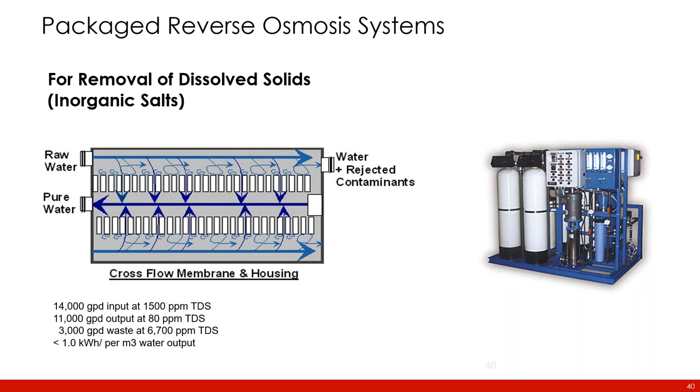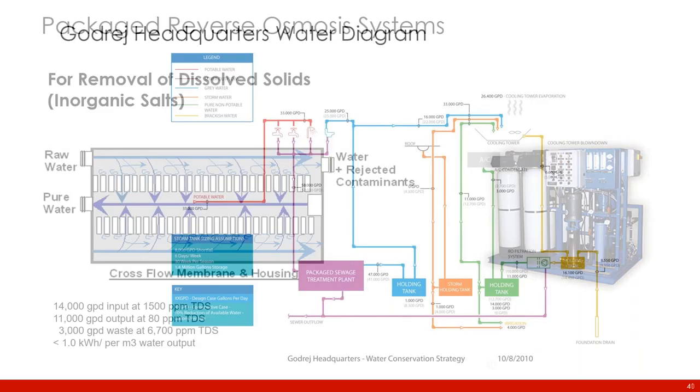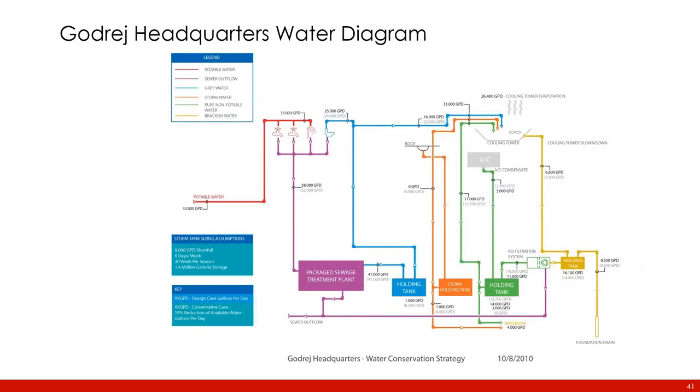If you're doing RO treatment of seawater, which instead of 1,500 parts per million has about 35,000 parts per million, you'll find that the energy content of desalinated seawater with reverse osmosis is anywhere from 3 to 4 times this amount. And here's the flow diagram for this system that we designed into the Godrej headquarters. As I mentioned, some of it wasn't implemented, specifically the reverse osmosis.